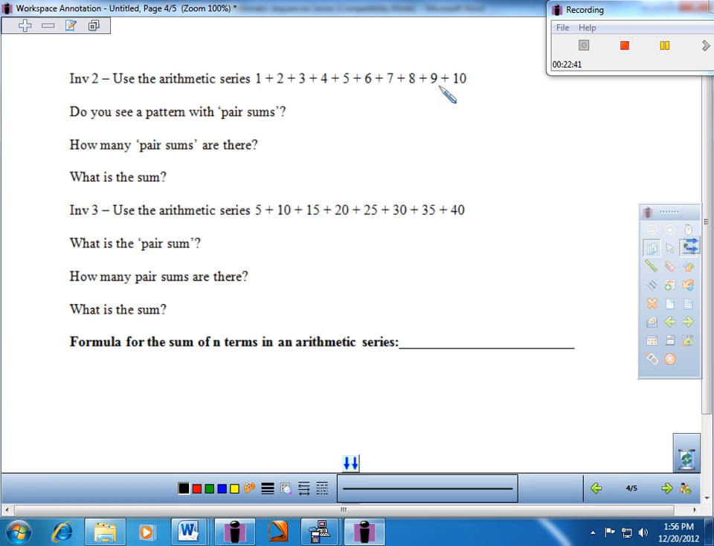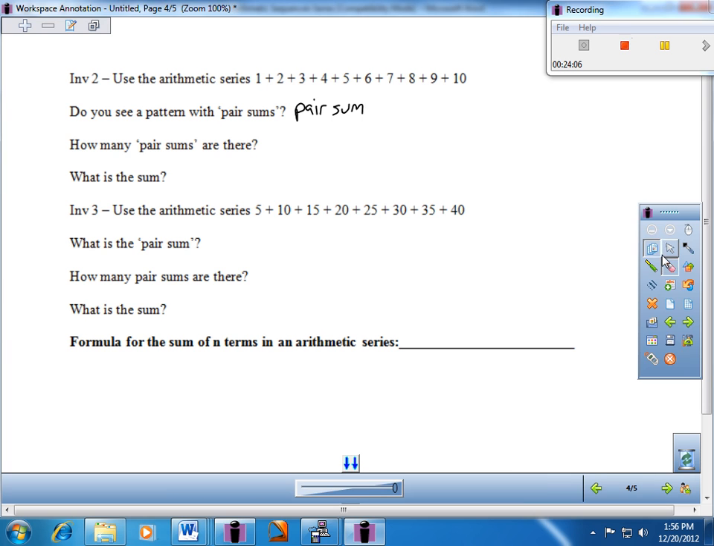So it says, do you see a pattern with pair sums? I would say that those pairs, let's be clear about this, add to 11. 1 and 10, 2 and 9, 3 and 8, 4 and 7, 5 and 6. All of those add to 11. How many of those pairs do you see?